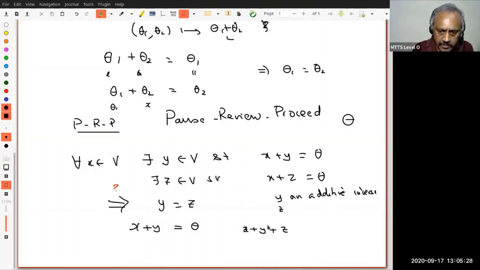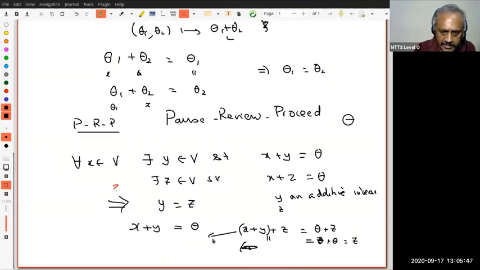We get x plus y plus z equal to theta plus z, but this is the same as z plus theta, therefore it is z. But on the left side, because of associativity, I can write this as x plus y plus z. But due to commutativity, I can write this as x plus z plus y. Again, using associativity, I can write it as x plus z plus y. Please follow what I'm doing. Okay, we are using various facts about the properties of vector spaces.